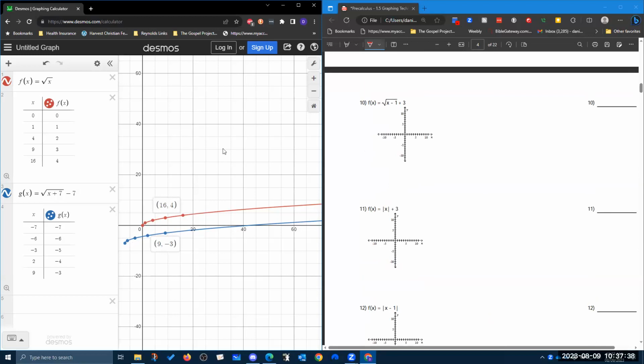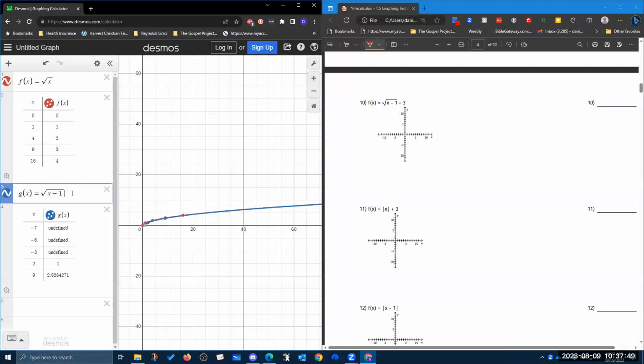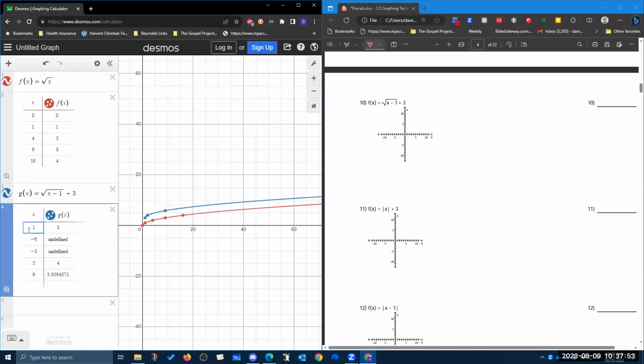All right, let's deal with one more of these square root problems before we move on to a different type of function. This is now going to be x minus 1 on the inside and plus 3 on the outside. So this is going to be a 1, a 2, a 5, 10, 17.